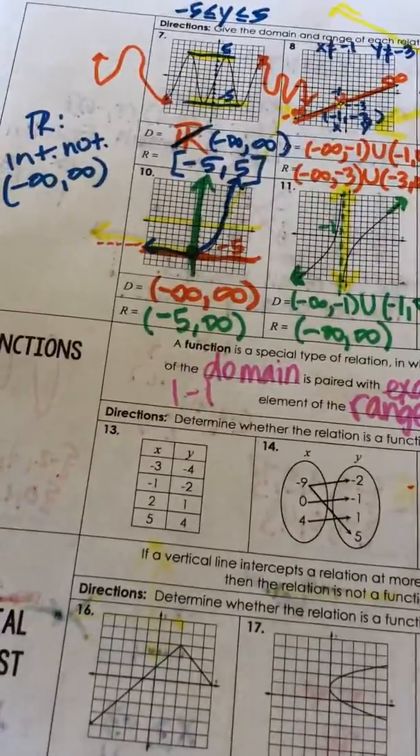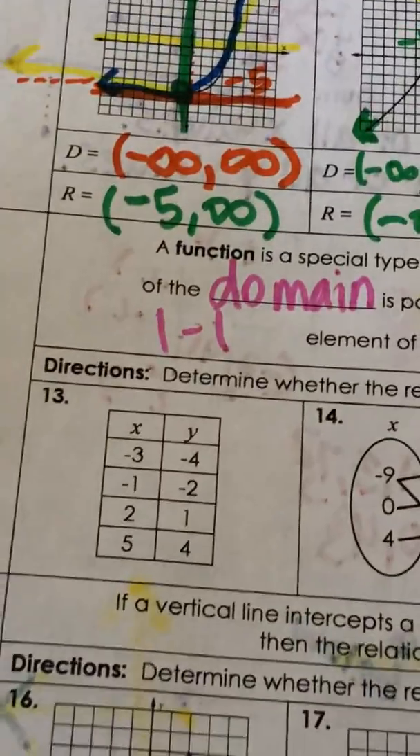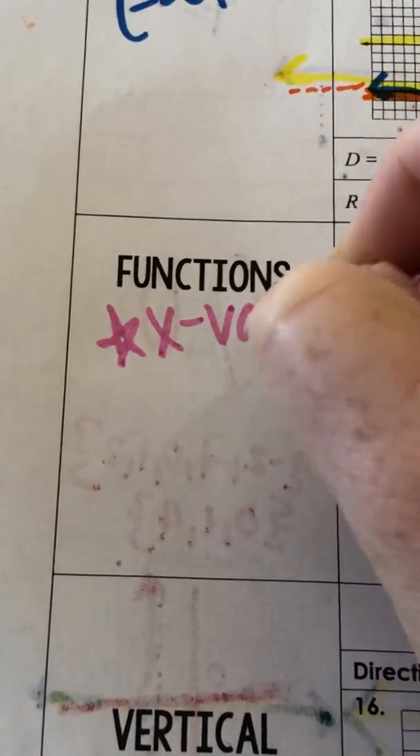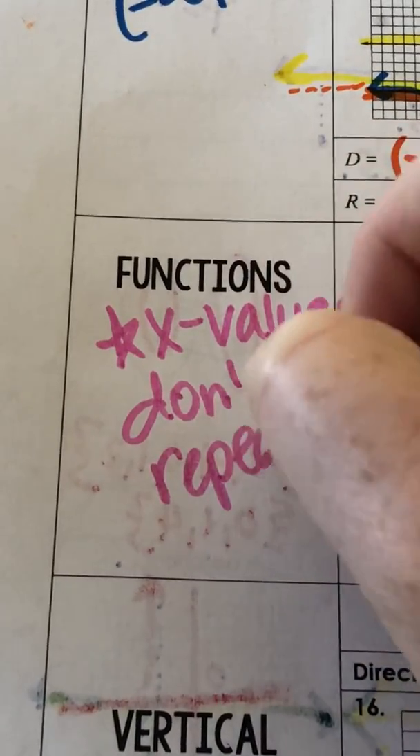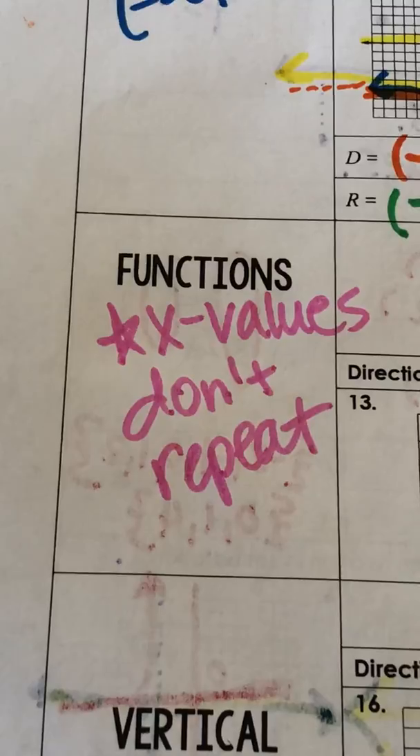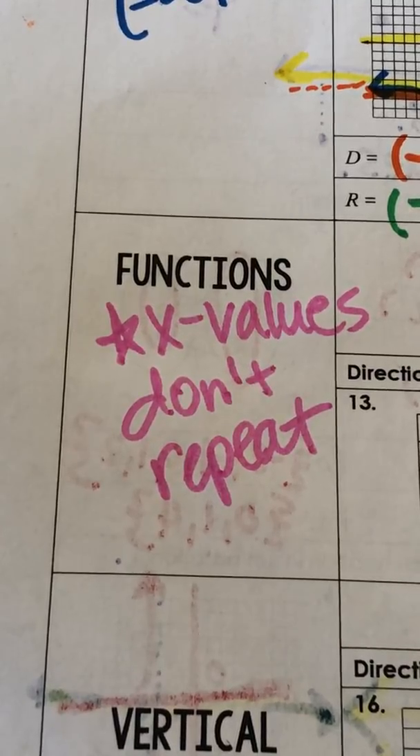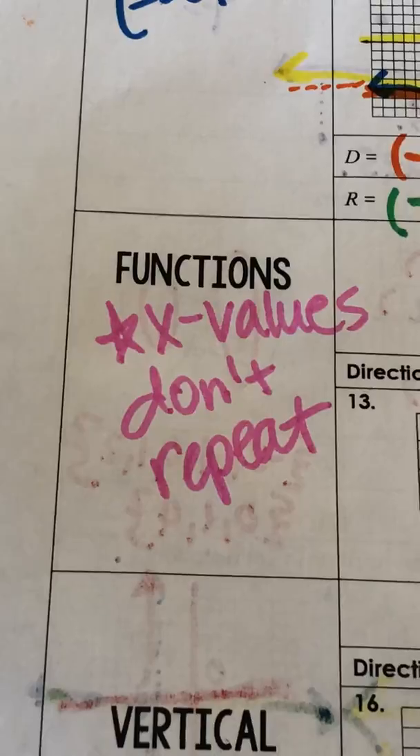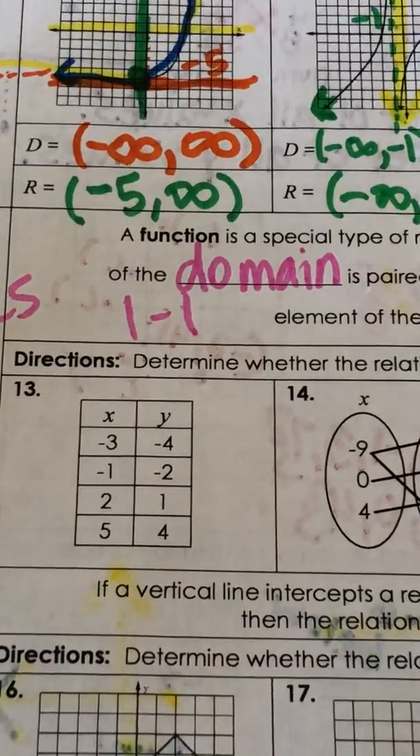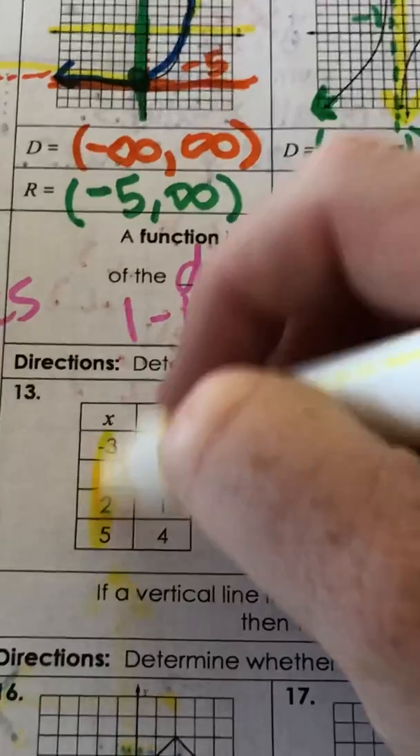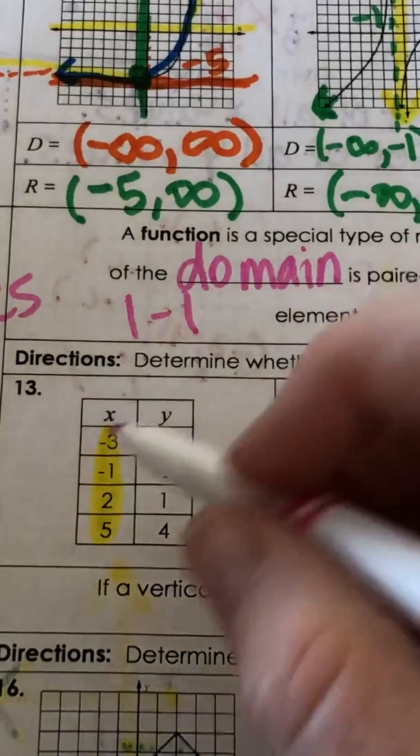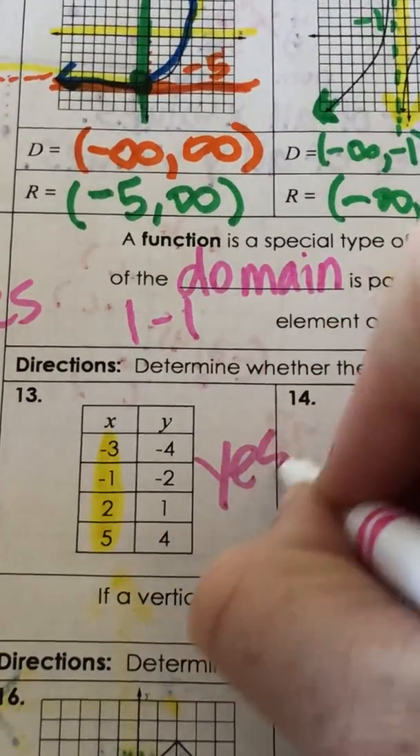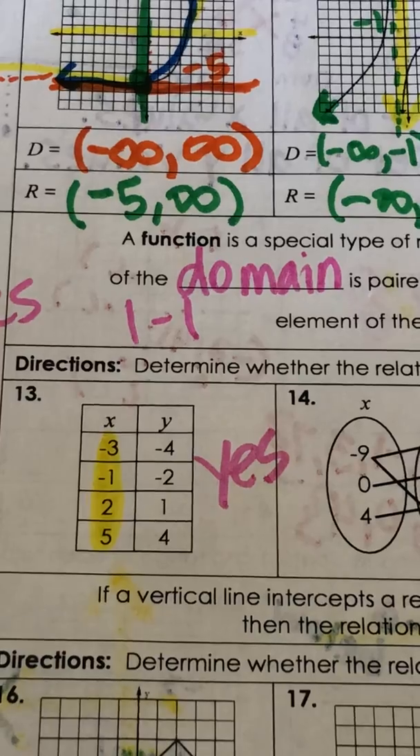All right, so what does that look like in a table? All we care about here is really that the x values don't repeat when you're looking for a table or a mapping, okay? And a mapping would obviously be there's not repeating lines or repeating maps. Okay, but for the table, if you look at the x values, I have -3, -1, 2, 5. Those are all different values. So this would be, yes, this is a function, okay, for 13.